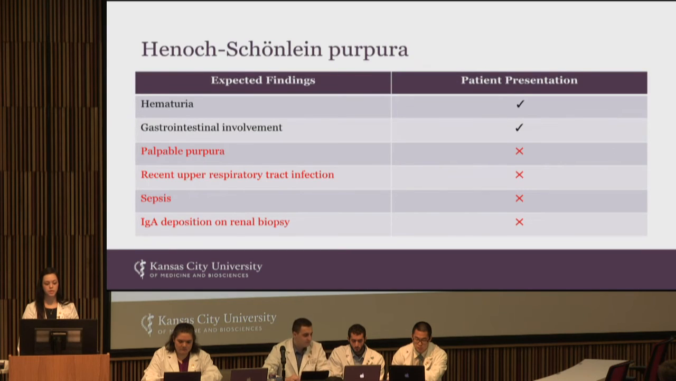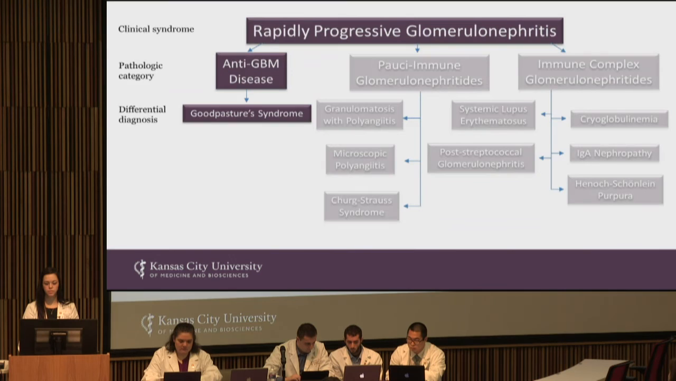Henoch-Schönlein purpura was the last immune complex glomerulonephritis that was considered. Our patient, however, did not present with any palpable purpura, a recent upper respiratory tract infection or sepsis, and once again had no IgA deposition on his renal biopsy. This made a diagnosis of Henoch-Schönlein purpura unlikely.